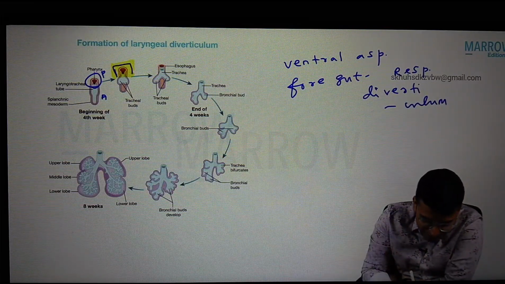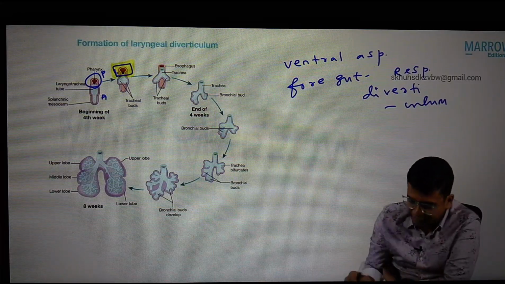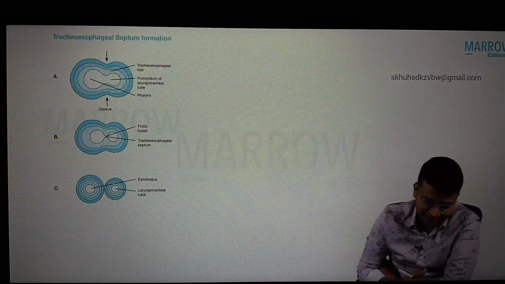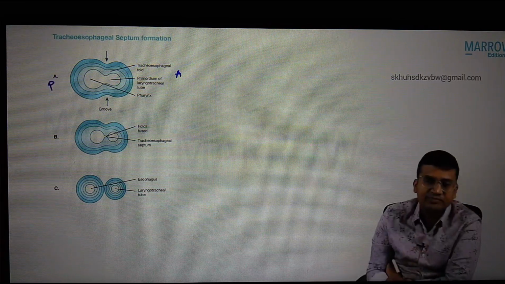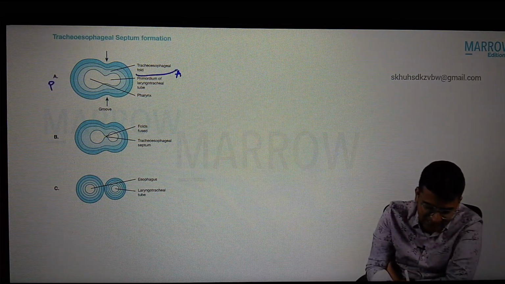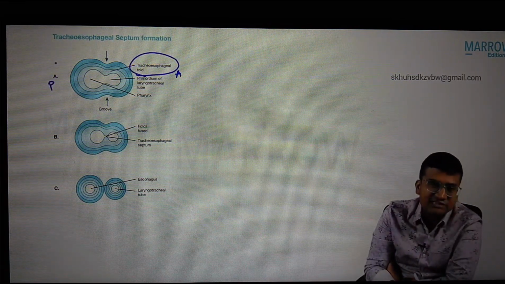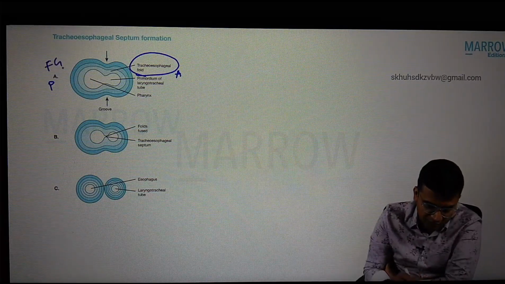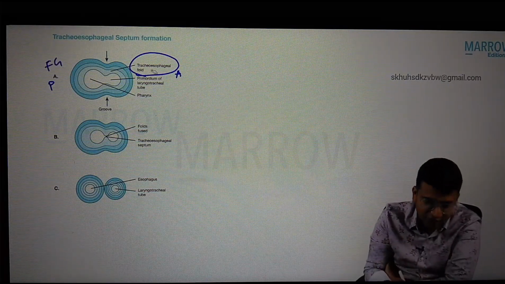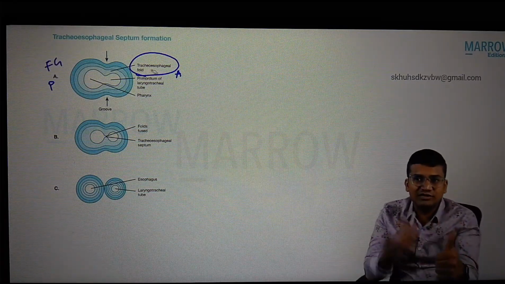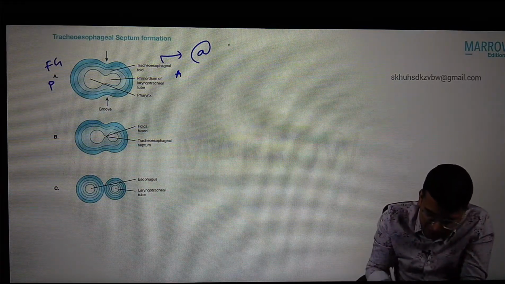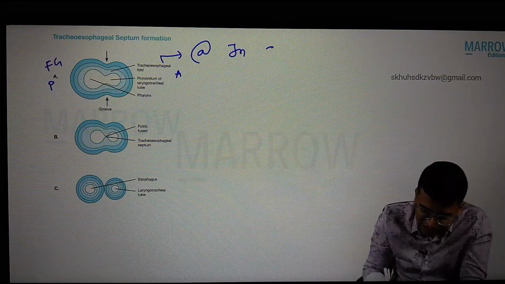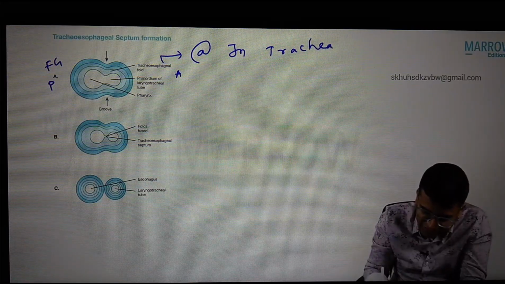Now we're going to take a section of this part, and if you take a section here, you'll see it like this. This is the front side, anterior, and this is the back side, posterior. On the front side is the respiratory diverticulum, and on the back side is the foregut tube. The tracheo-esophageal fold appears at the junction of the trachea and esophagus.